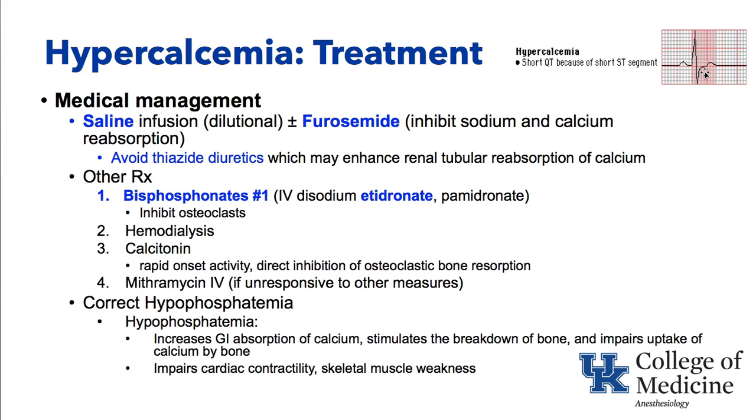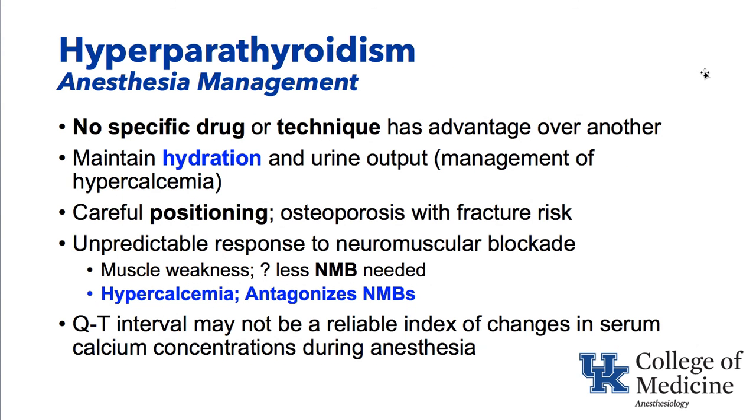Also remember to correct the hypophosphatemia that occurs often with hyperparathyroidism. Hypophosphatemia increases the GI absorption of calcium and stimulates the breakdown of bone and impairs the uptake of calcium by bone, impairs cardiac contractility, causes skeletal muscle weakness. So remember, as you're treating the hypercalcemia, measure the phosphate level and correct the hypophosphatemia that may be concomitant.